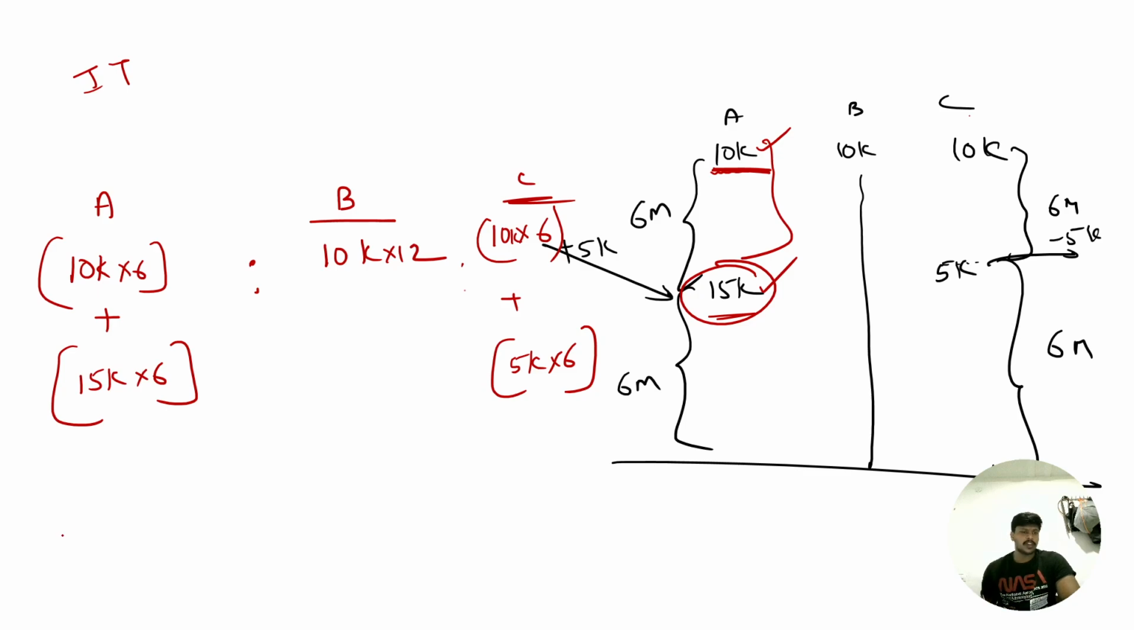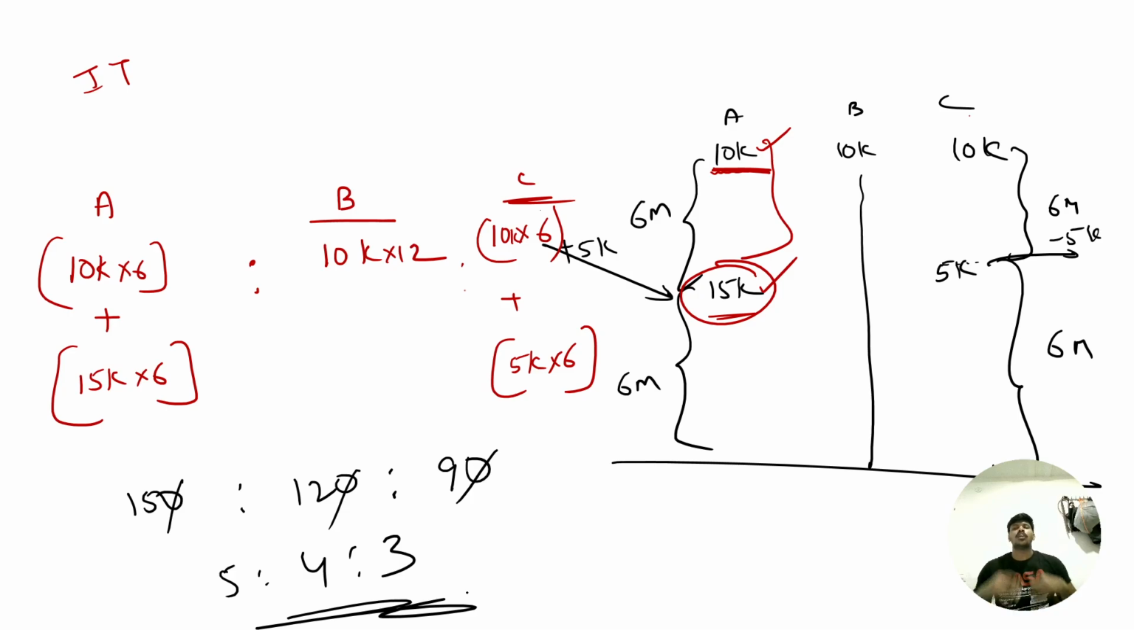Okay, you can just simply, or I will do it here. So 60 plus 90, 150 here, and 120 here, and here 60 plus 30, 90. Just find out the ratio here, 5 threes, 4 threes and 3 threes. This is the ratio in which you are going to divide the profit. Always multiply how much investment is there and how long it is there.